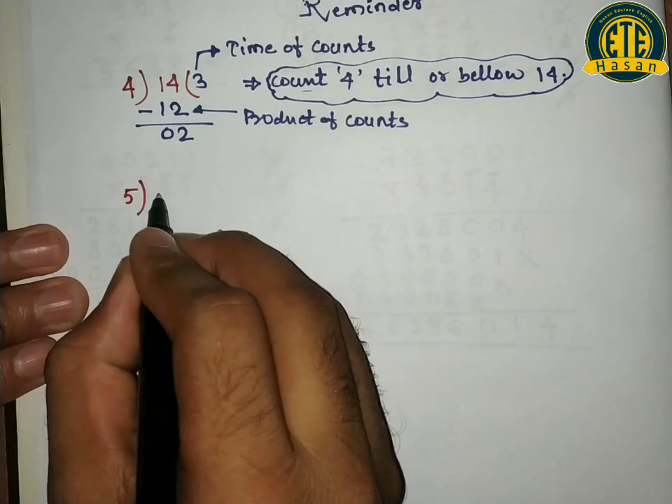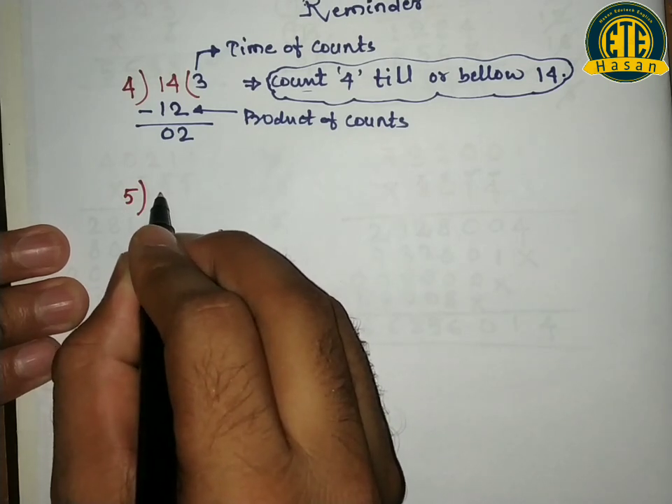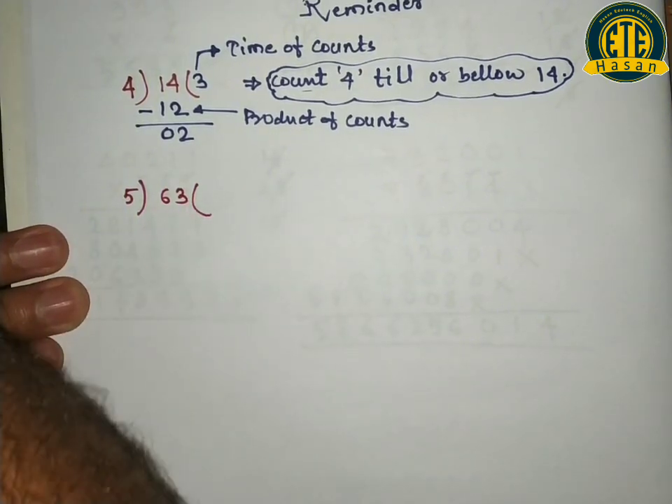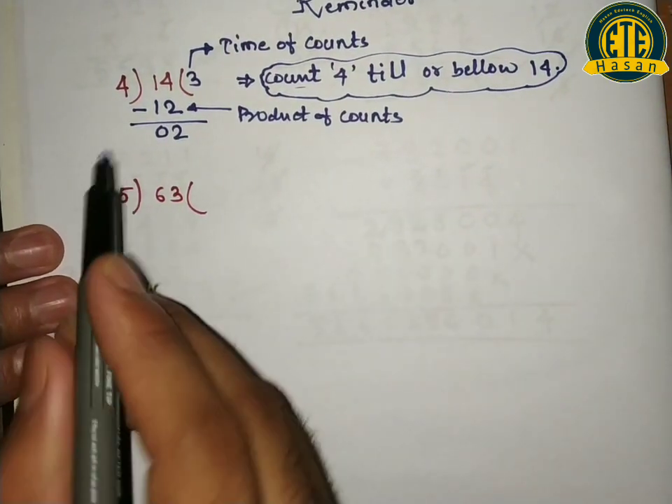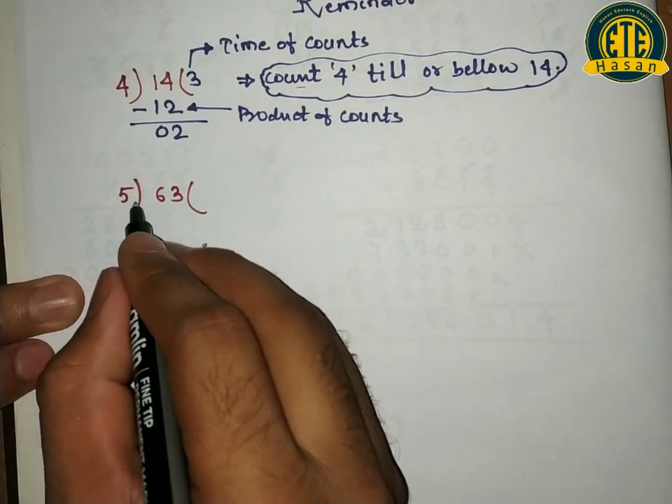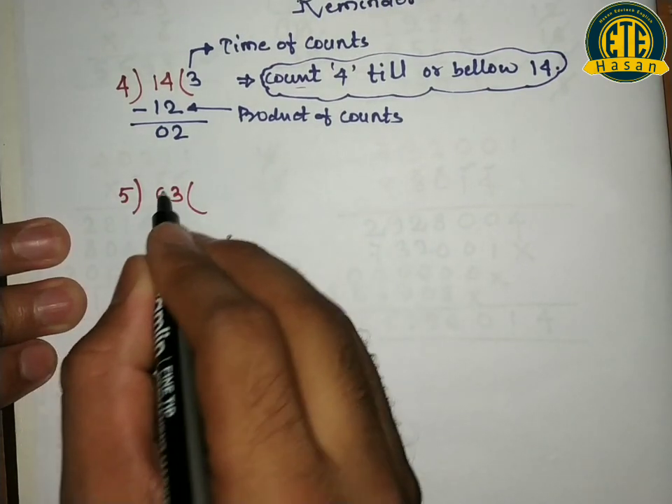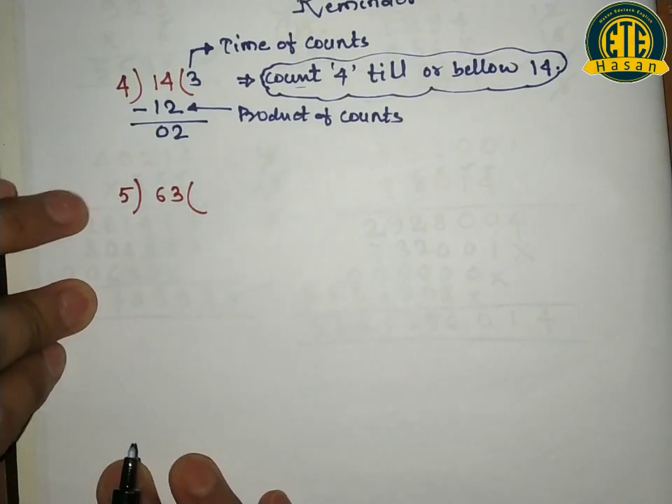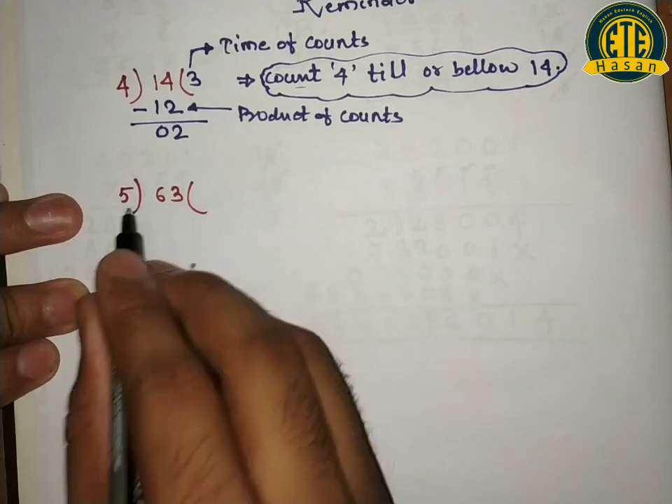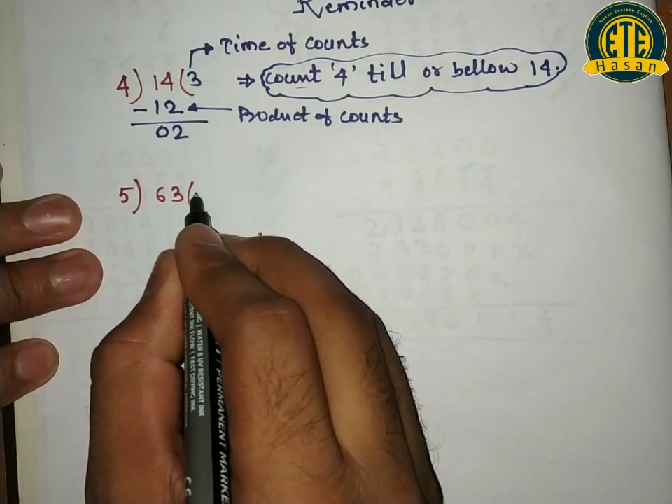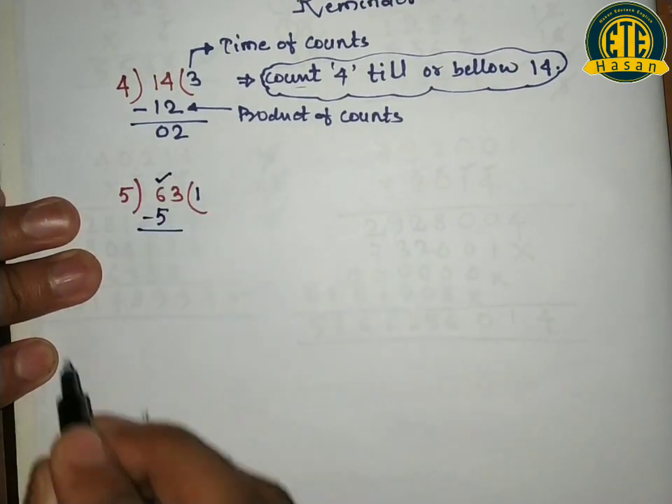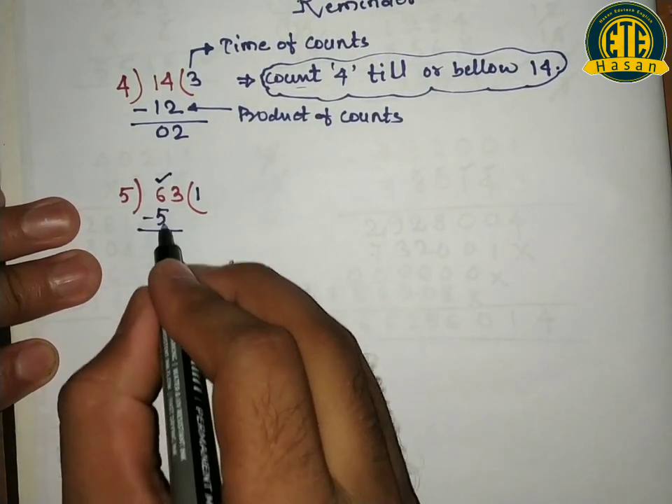5 will divide 63. Now here firstly I will take the single number 6. I count 5 till 6 or below 6. 5 ones are 5, 5 twos are 10. 10 is greater than 6, so I will count 1 time, which will be 5. Here 5 is in 6, it is over. Now subtract it. 6 minus 5 will be 1.